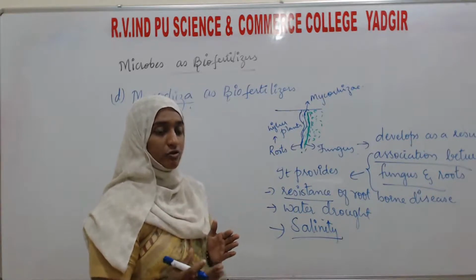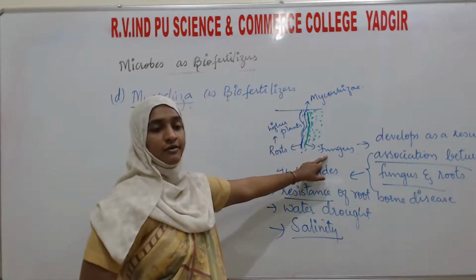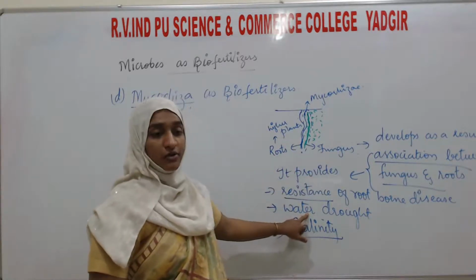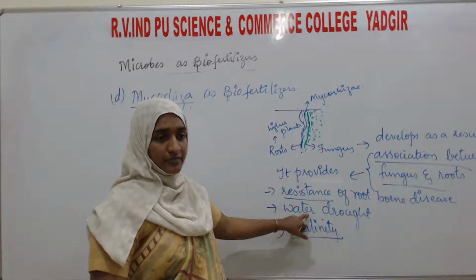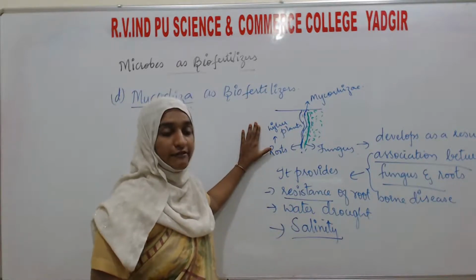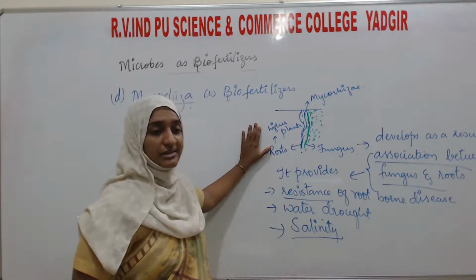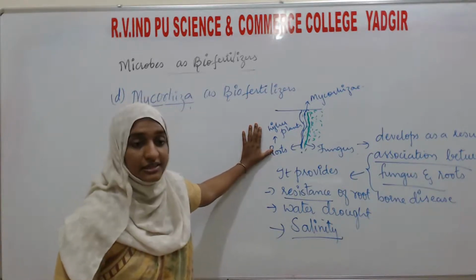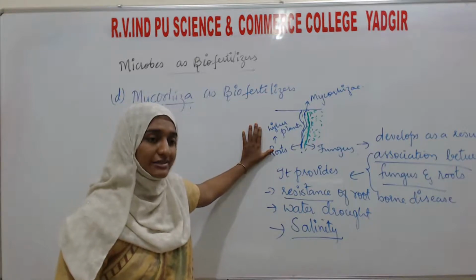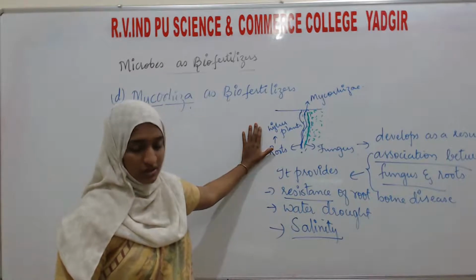That means that is the root-borne disease. That is going to be protected by what? By this fungus. The next, water drought. If there is a scarcity of water, that is also resisted by what? By this fungus. That fungus is going to provide the water during the scarcity of the water. The next, salinity. In the higher salt concentration also, the fungus will provide a growth to the roots.